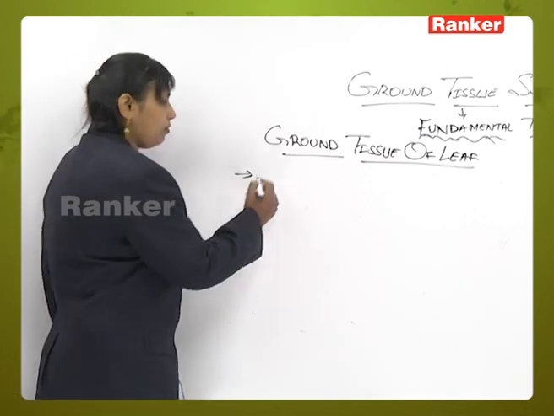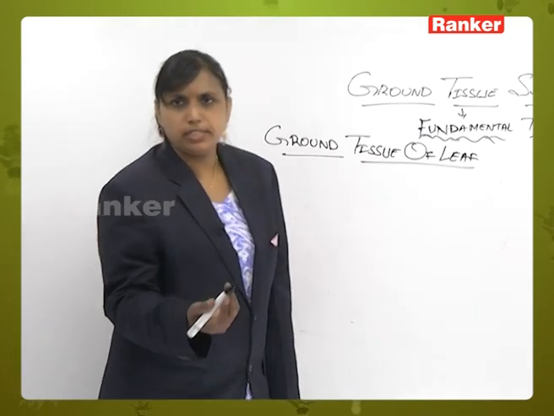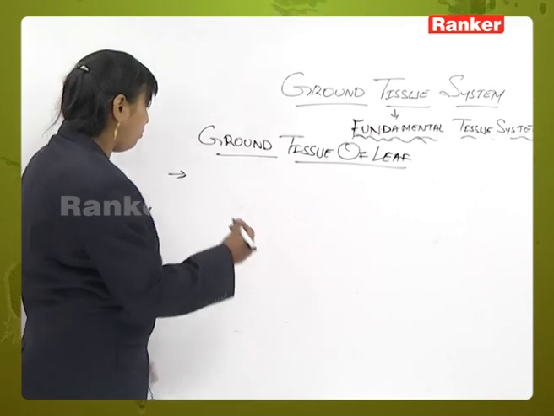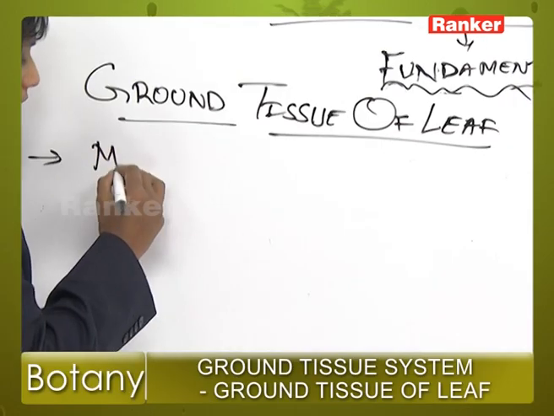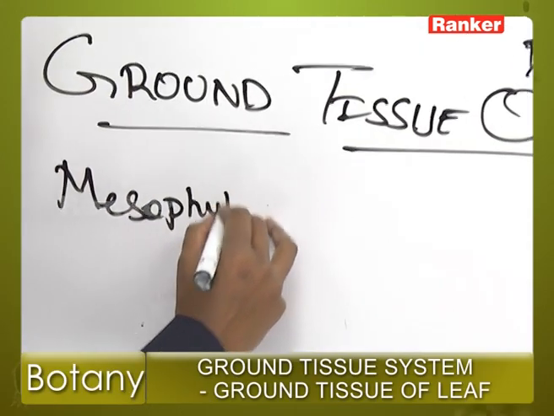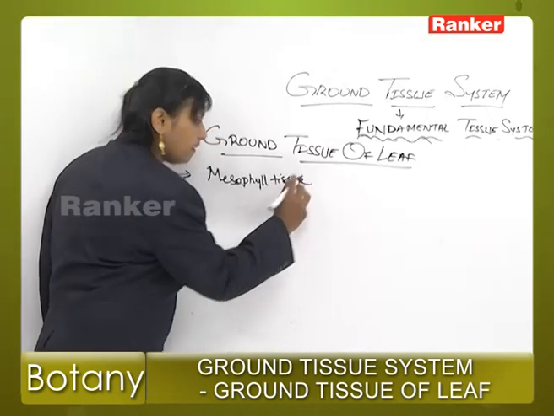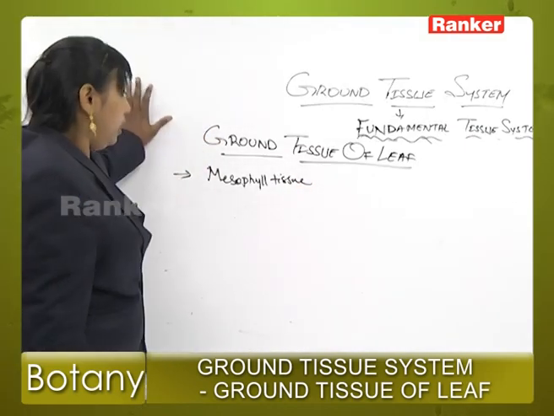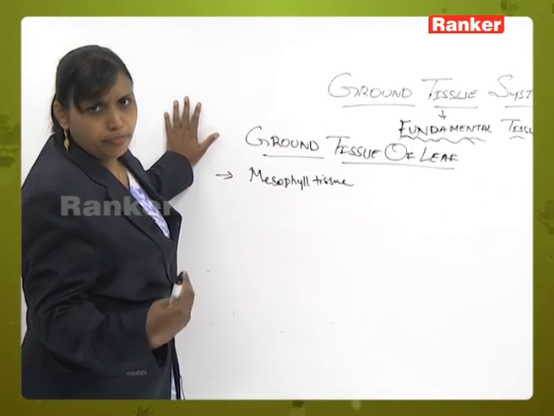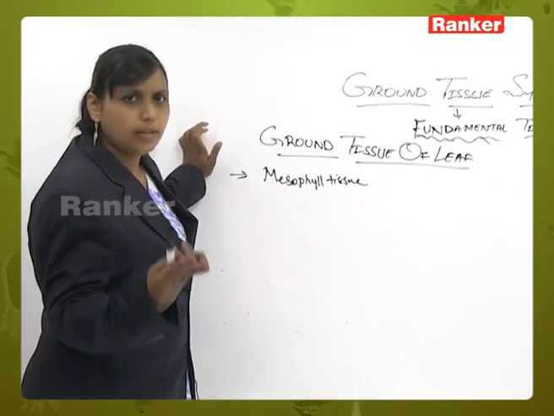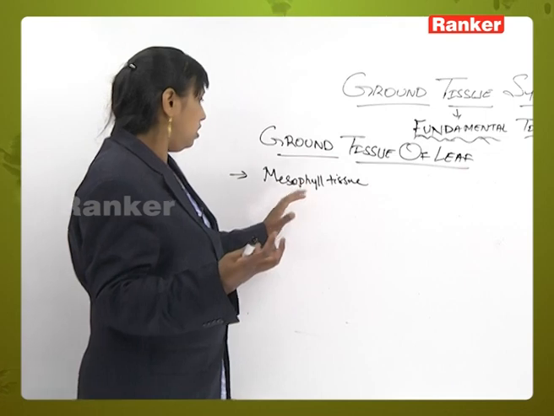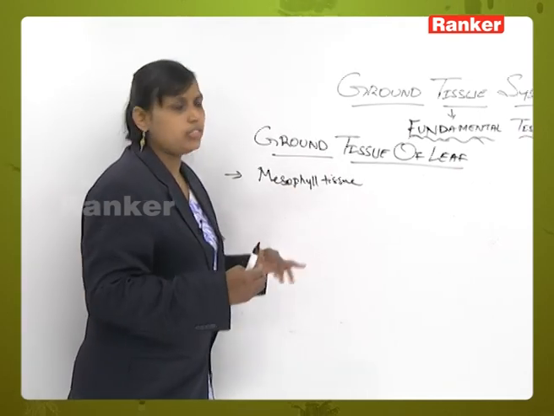The ground tissue of the leaf: we don't have cortex, endodermis, pericycle, stele, all that. We will have a tissue of the leaf called mesophyll tissue. Now, what is mesophyll tissue? A tissue present inside the leaf which is not differentiated into cortex, hypodermis, epidermis, all that section. So, basically the tissue of the leaf is called mesophyll tissue.